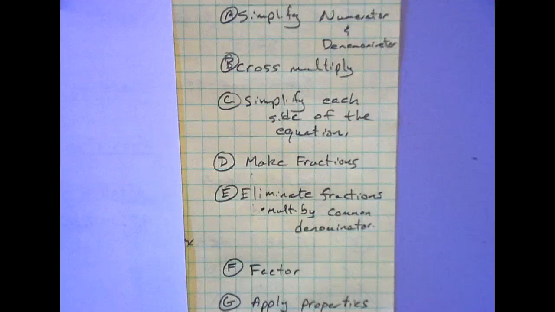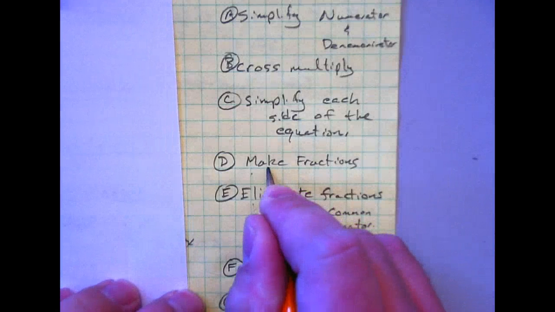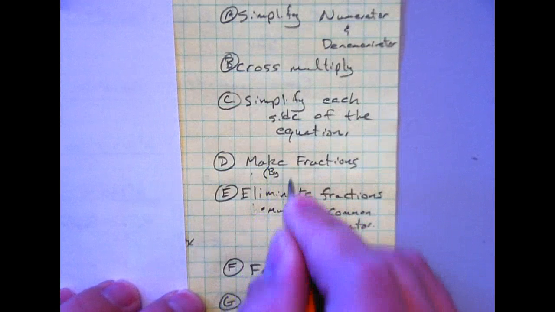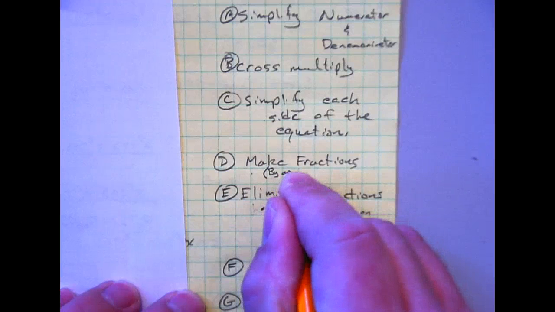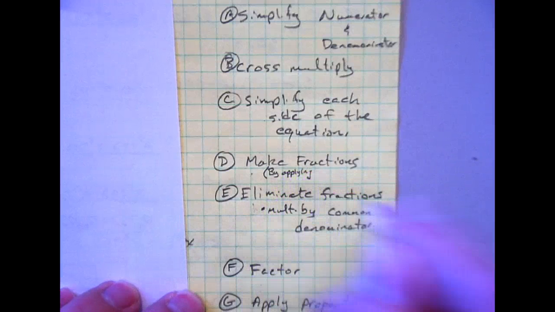So like I said, I always try to go through these in order. So simplify that numerator and denominator if you can. Then cross multiply. Then simplify each side of your equation. And if I couldn't finish from there, then I made fractions, which seems ridiculous because you just eliminated your fractions. But the way I made fractions was by applying the reciprocal properties. So if you want to put a note in here, that's by applying reciprocal properties, or reciprocal identities.